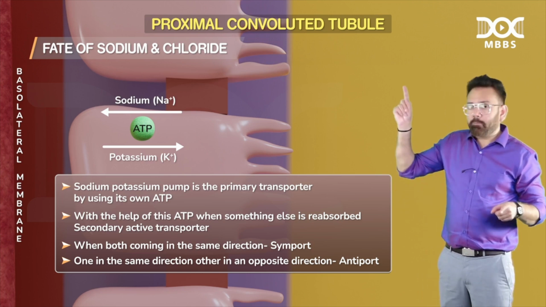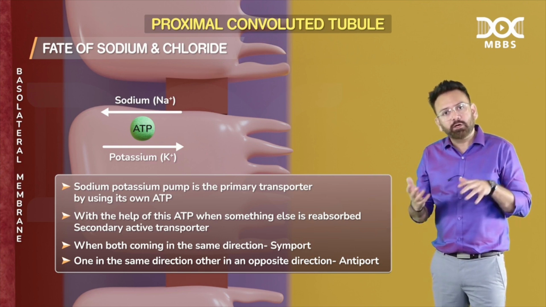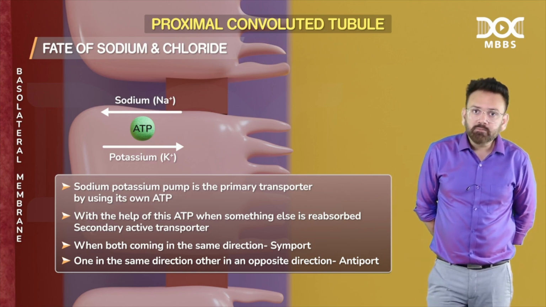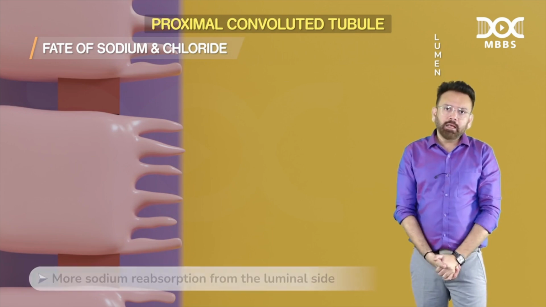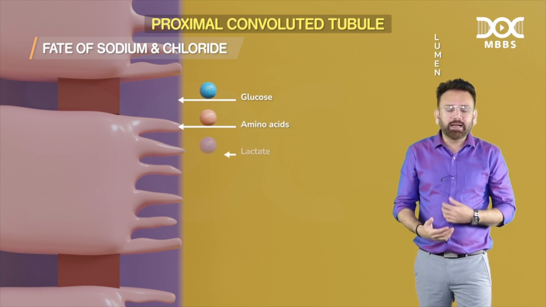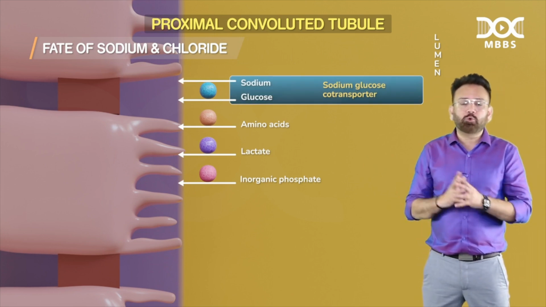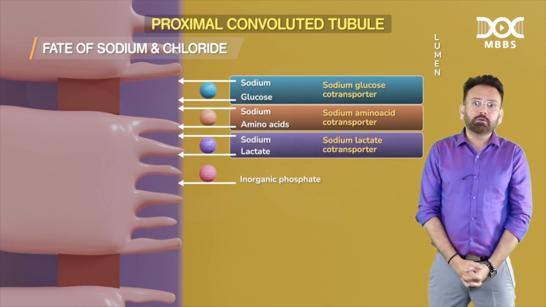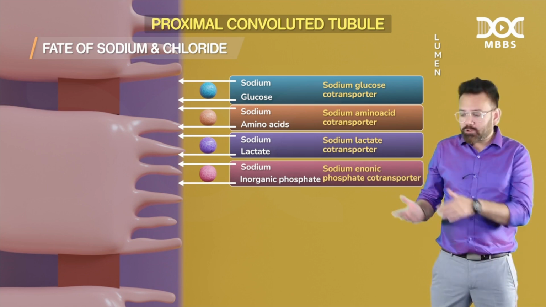So similarly, in the basolateral membrane, the sodium-potassium pump is there. It keeps on pumping out the sodium, so there will be a negative gradient in the cell. Yes or no? Yes. This will cause more sodium reabsorption from the luminal side. And along with that sodium can come glucose, amino acid, lactate, inorganic phosphate, with the help of the sodium glucose co-transporter, sodium amino acid co-transporter, sodium lactate co-transporter, sodium inorganic phosphate co-transporter. So maximum things are happening like this only, that both are coming together.